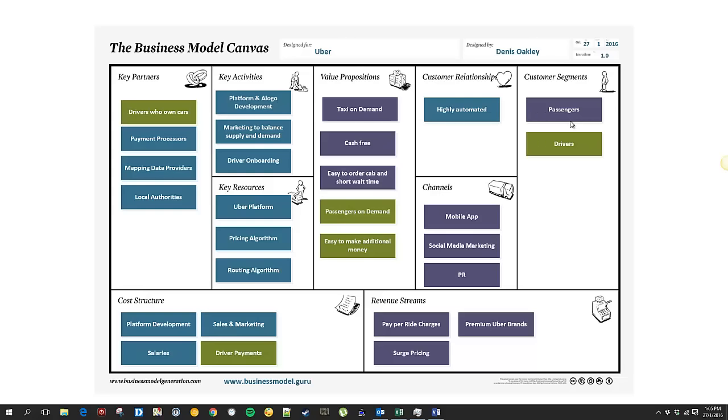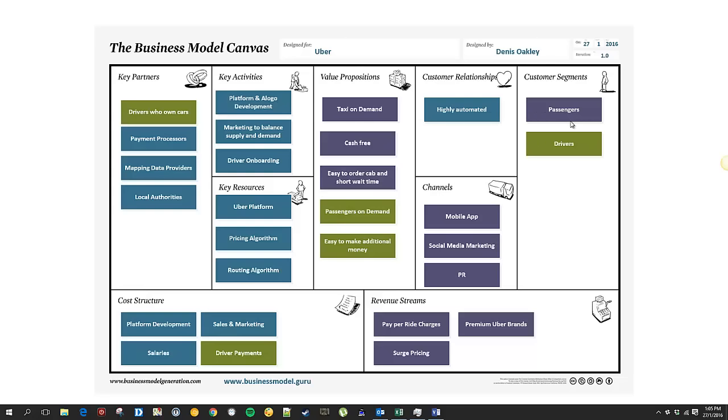The key resources for Uber are the platform, the technology, the app that enables drivers and passengers to communicate very, very easily with each other. And then the two key parts of that technology are the pricing algorithm, which matches supply and demand and then adjusts it through the pricing so that it comes into balance as quickly as possible. And then the routing, which gets the closest cab to the passenger as quickly as possible, and then reduces the journey time.